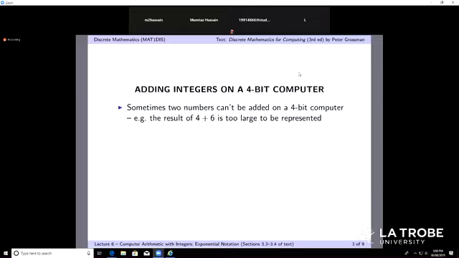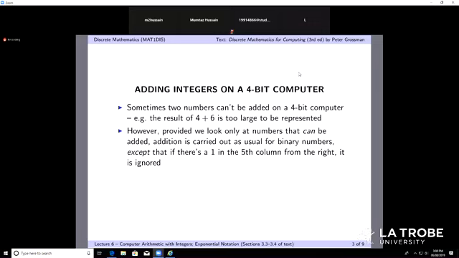Sometimes two numbers can't be added on a 4-bit computer. Of course, for example, if you add 4 plus 6, the answer would be 10, and 10 doesn't lie between -8 and 7. Right? So that would be an error. However, provided we look only at numbers that can be added, addition is carried out as usual for binary numbers, except that if there is a 1 in the 5th column, we ignore it. Okay? And if it's 0 in the 5th column, it doesn't matter anyway, because it's on the left side.